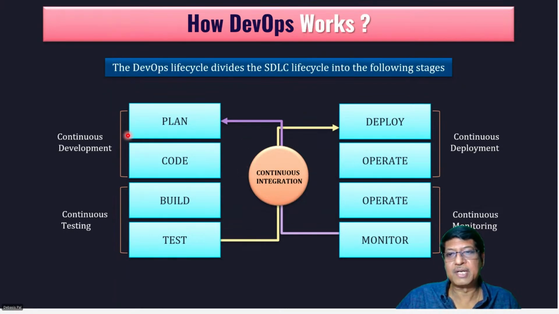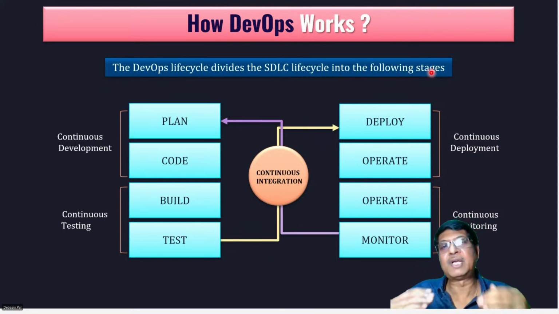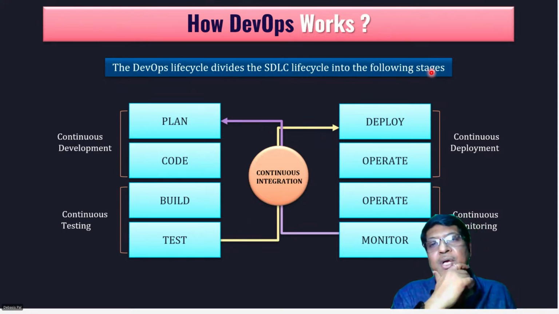As I said, this is continuous development, continuous testing, build and test, plan and code development. There is a continuous integration between all these phases, continuous deployment, deploy and operate and monitor, continuous monitoring. The DevOps lifecycle divides the SDLC lifecycle into the following stages. So can you see we started with the SDLC lifecycle, and now we are seeing how the DevOps lifecycle has divided the SDLC lifecycle in this way.